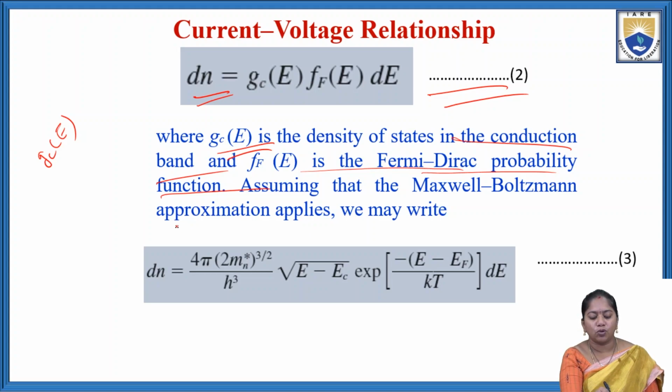Assuming that the Maxwell-Boltzmann approximation applies, we can write dN equal to 4π (2 mn star) whole power 3 by 2 divided by h cube into square root of (E minus EC) exponential of minus (E minus EF) by kT into dE. That is equation 3. Here mn star is the effective mass of the electrons for n-type semiconductors.